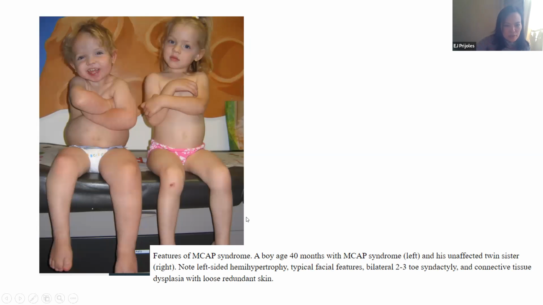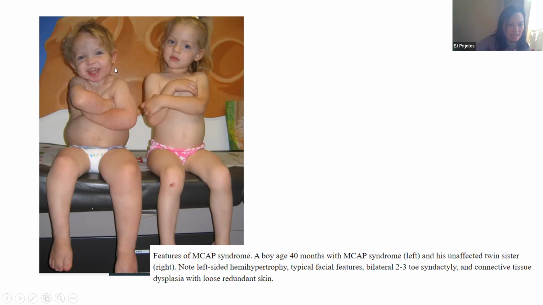And so I show this photo that's been published of a little boy and his sister. And so you can see the differences in the siblings, where this little boy has some differences in kind of the skin. So there are some faint vascular markings that you notice. There's some asymmetry in the face.